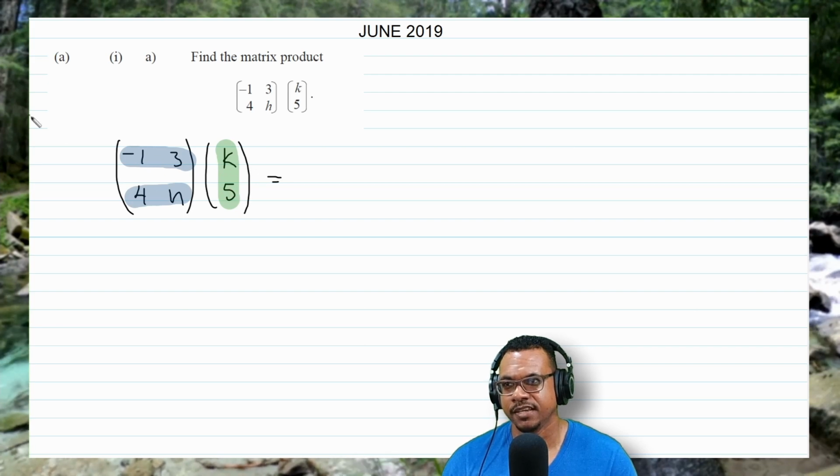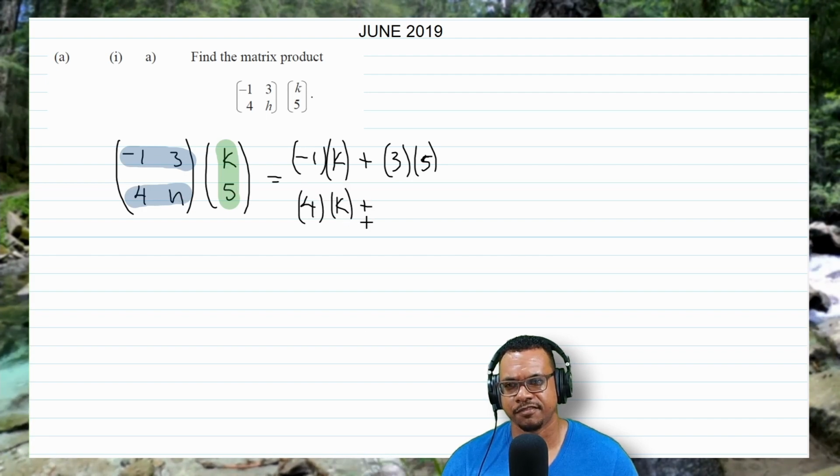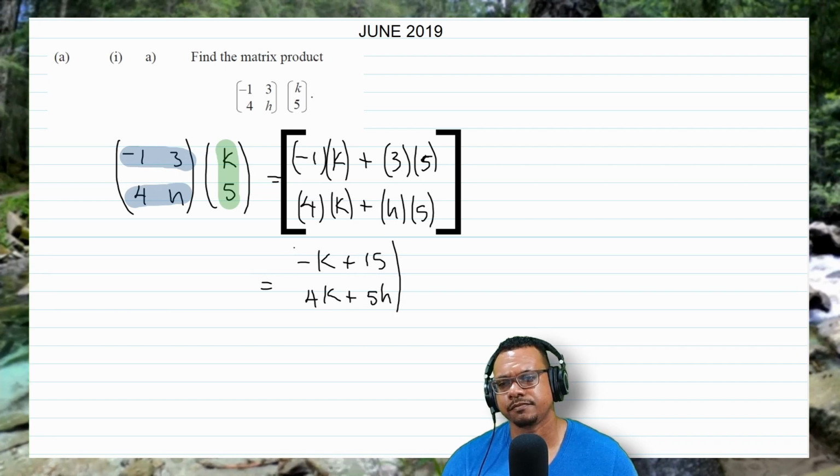So negative 1 times k is negative 1k, plus the 3 times 5, which is 15. Now coming down, we have the 4 times k, plus the h times 5. So this is equal to negative k plus 15, and 4 times k plus 5 times h.